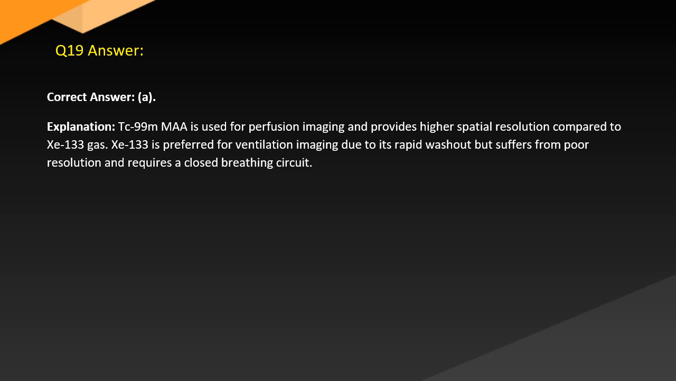Answer. Correct answer: A. Explanation. Tc-99m MAA is used for perfusion imaging and provides higher spatial resolution compared to Xe-133 gas. Xe-133 is preferred for ventilation imaging due to its rapid washout, but suffers from poor resolution and requires a closed breathing circuit.